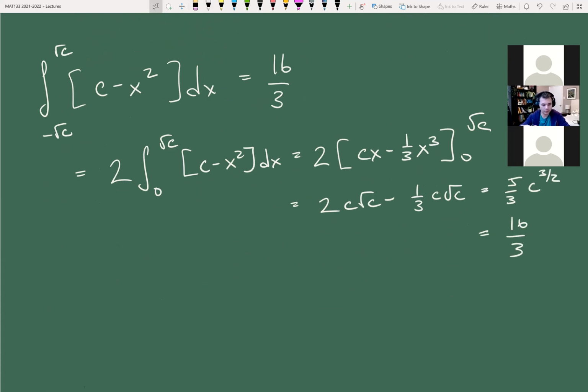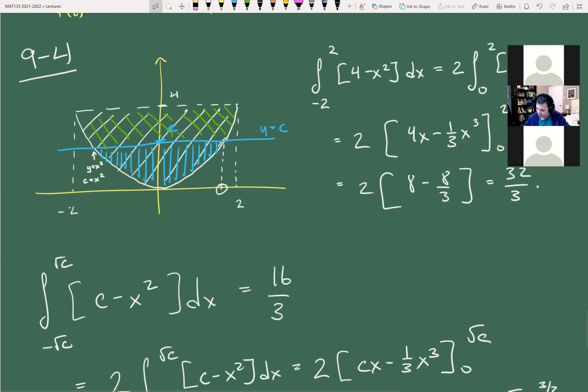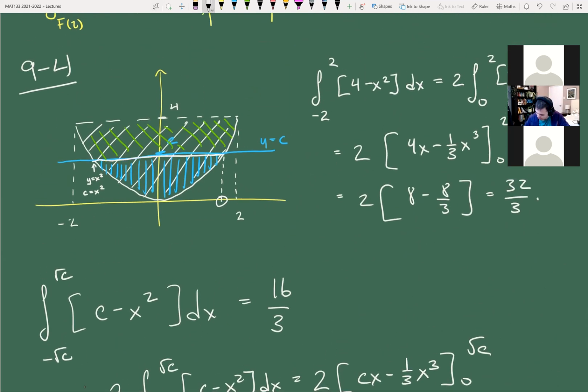Yeah, exactly. C minus x squared, because we're trying to find the blue area. So we're going to look at the top function, and we're going to subtract the bottom function, and that gives us the blue area.